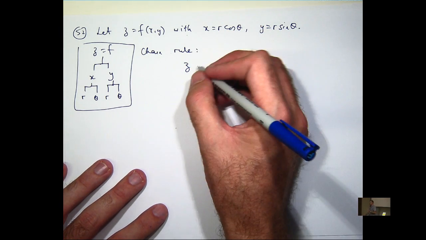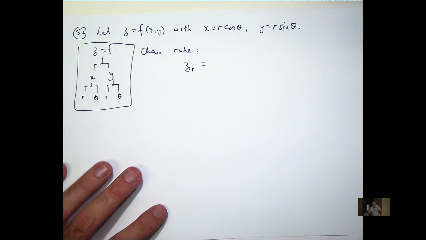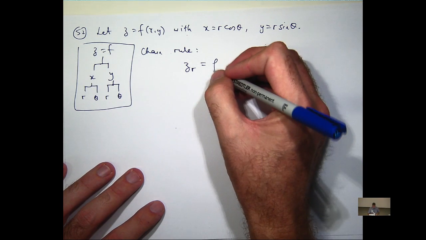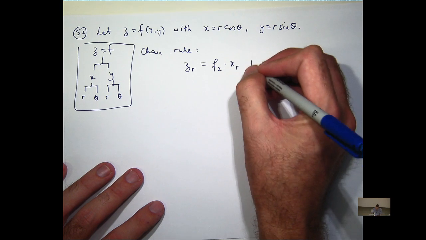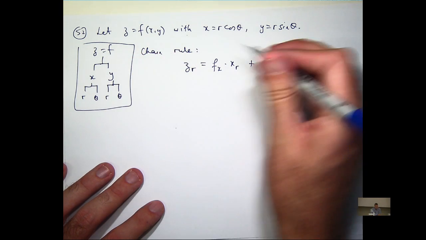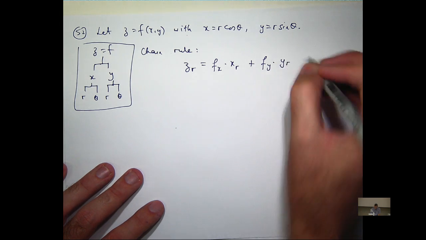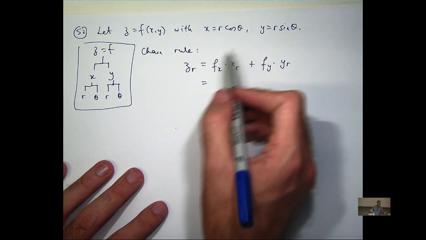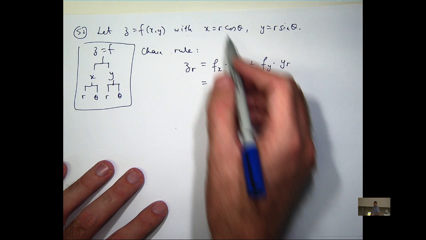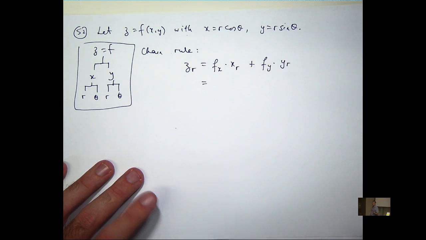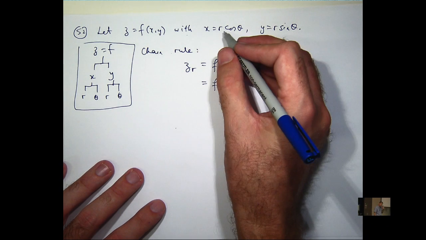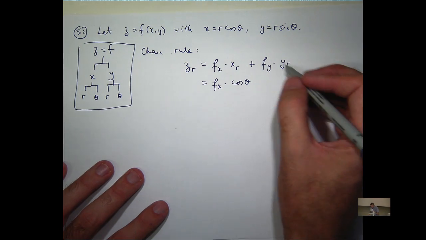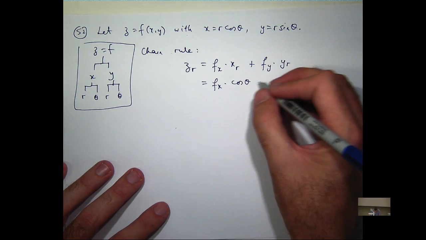Let's calculate it with respect to r, dz dr. What's it going to be? df dx times dx dr, and I'm just going to write subscripts to save a bit of space, plus df dy times dy dr. Now I don't know what f is, so there's no way I can calculate f sub x. I just have to leave it. But I do know the relationship between x and r and theta, and y and r and theta. So x sub r is going to be something like cosine theta. Y sub r is going to be something like sine theta.